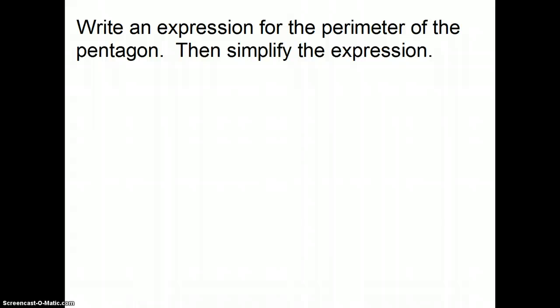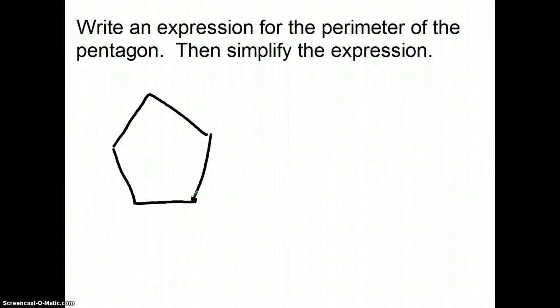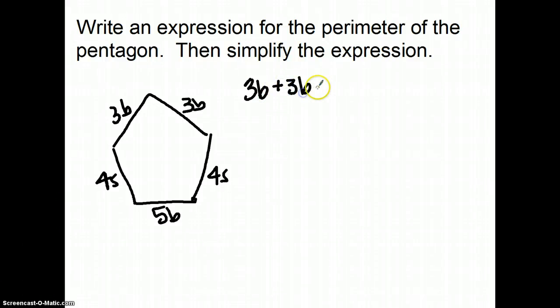Next one, I'm going to write an expression for the perimeter of the pentagon, then simplify the expression. So here is my pentagon, and this side was 3b, 4s, 5b, and 4s. Okay, and in order to find the perimeter, I have to add the outside. So I'm going to add 3b plus 3b plus 4s plus 5b plus 4s.